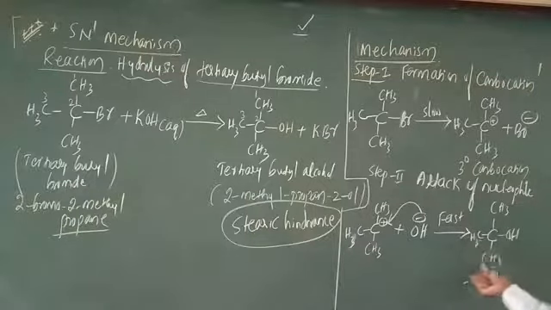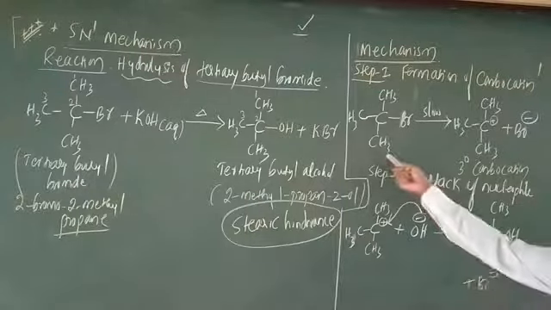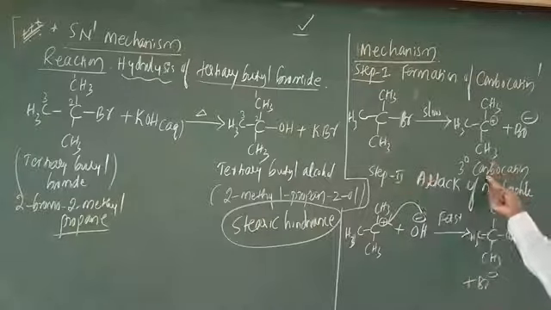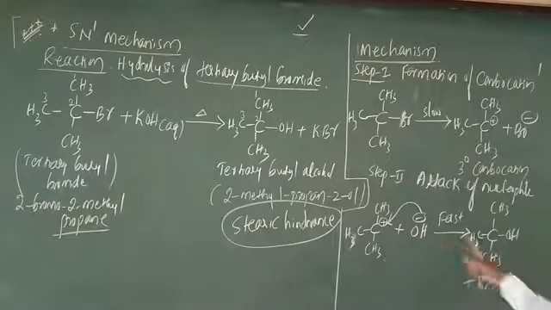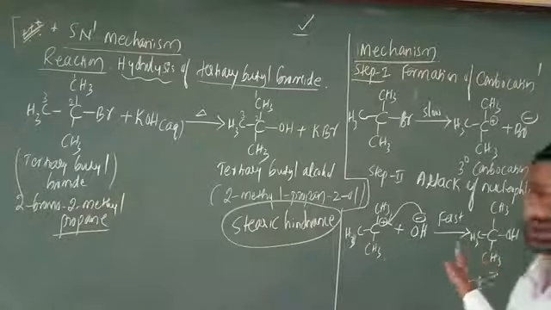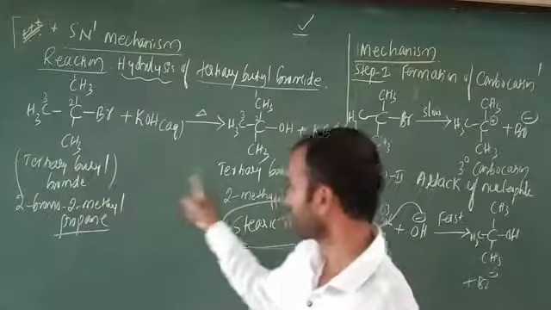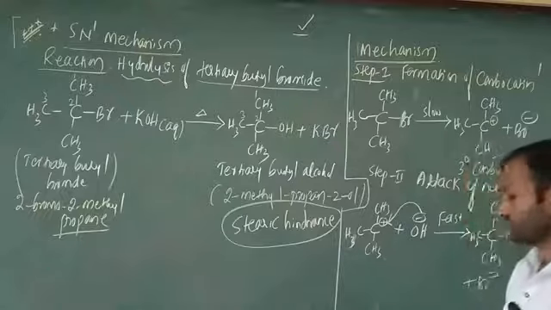If you want, you can write the naming here. This naming is what? Tertiary butyl bromide is converted into tertiary carbocation. This tertiary carbocation is converted into what? Tertiary butyl alcohol. I already wrote the IUPAC nomenclature also. Okay, this is the most important point.